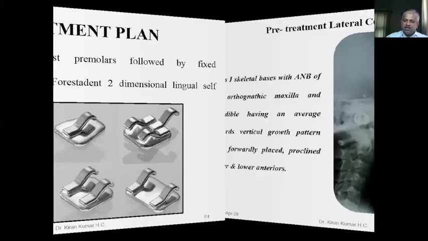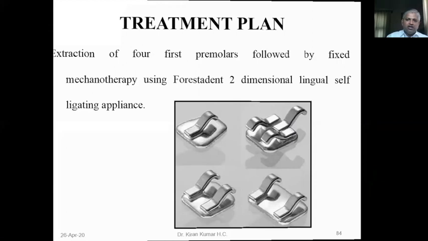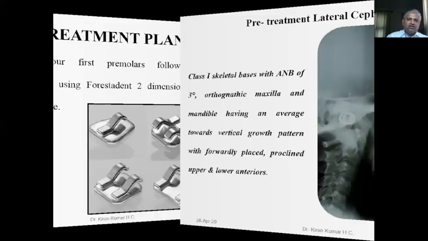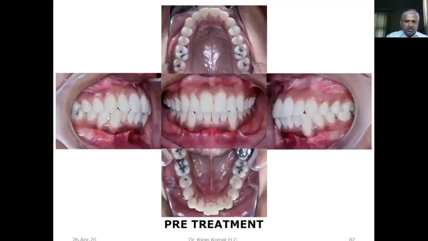Definitely, this case could have been treated by numerous methods. This case definitely requires extraction. You can treat this case by Begg mechanotherapy, by edgewise appliance, by lingual mechanotherapy, or with aligners. There are any number of ways to treat a case, but the appliance of choice is determined finally by the results we need to have in this case.